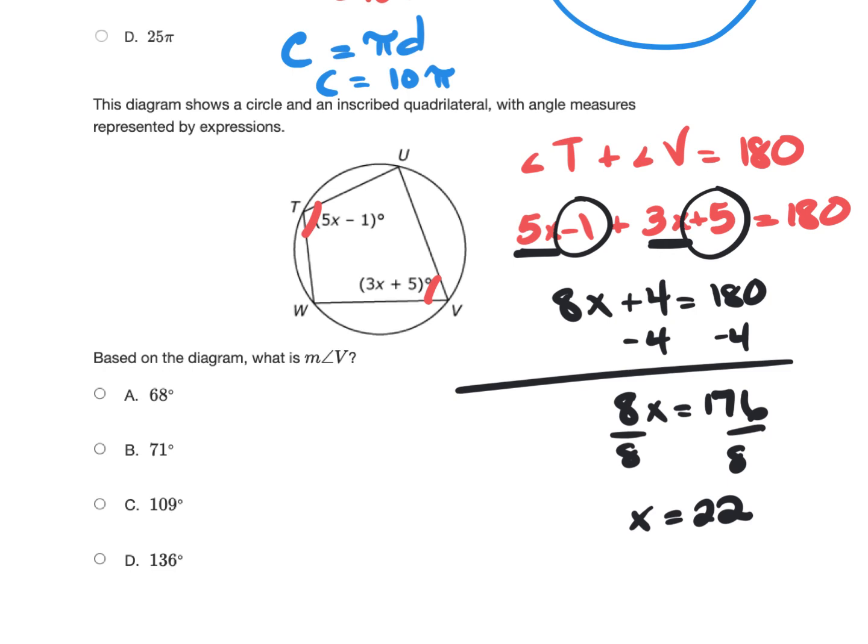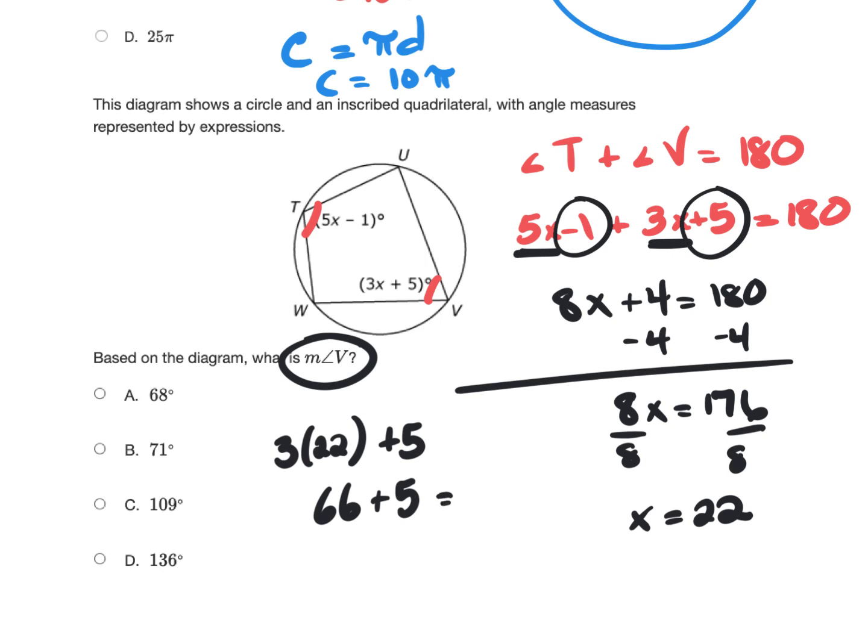But that's not what the question asked. The question asked for the measure of angle V. So now that I know what x is, I can plug it into my expression for angle V, which is 3x plus 5. 3 times 22 is 66. And when I add 5, I do get 71.